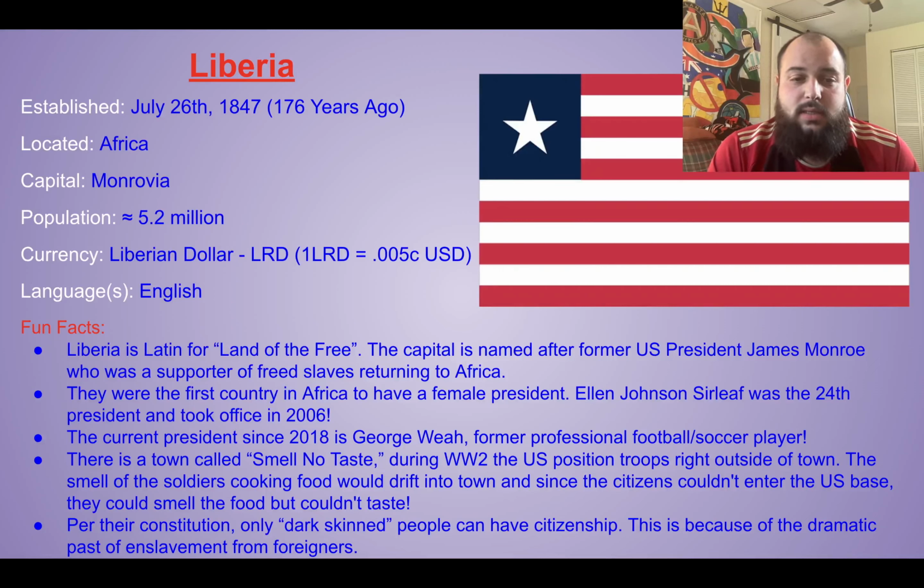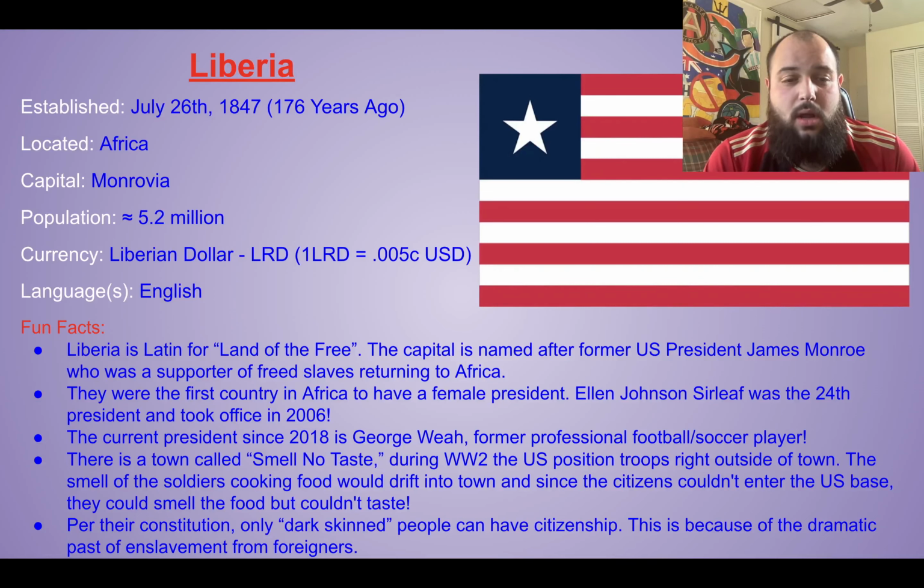The current president since 2018 is actually George Weah. He was actually a former professional football or soccer player. His son Timothy Weah plays for the United States national team. So George Weah was amazing at soccer. Great player. If you ever want to look up the highlights, he was a pretty good player. He's pretty young still, and he's now the president of Liberia.